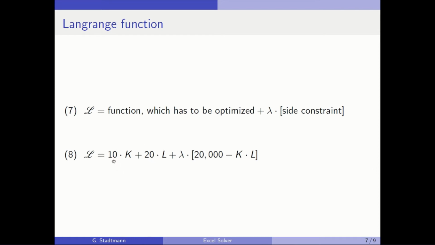So in the first part, we have the cost function. Cost is given by 10 times the number of capital units plus 20 times the number of labor units. Then in the second part we have the side constraint. We should produce 20,000 cars by the production function K times L.